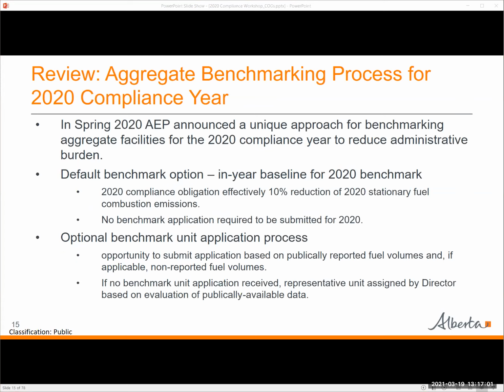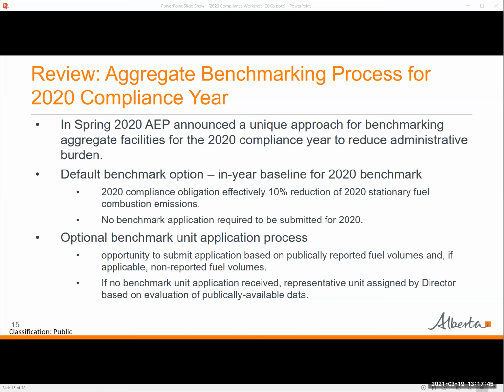As we previously announced and discussed through previous webinars, we've taken a unique approach for aggregate benchmarks and requirements for the 2020 compliance year. For 2020, the default benchmark option is a 2020 based benchmark for 2020 compliance. This effectively means the default compliance obligation for aggregate facilities is a 10% reduction of 2020 stationary fuel combustion emissions. This approach was really taken with a view to reducing administrative burden for the year. As a result of that approach, no benchmark application was required to be submitted for the 2020 compliance year.